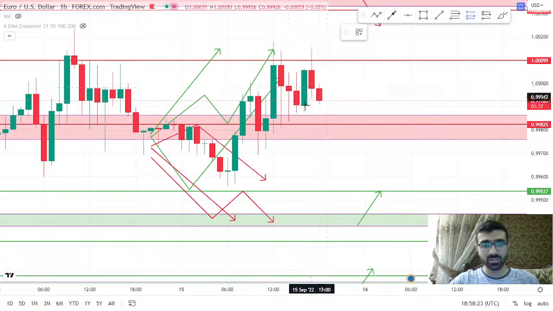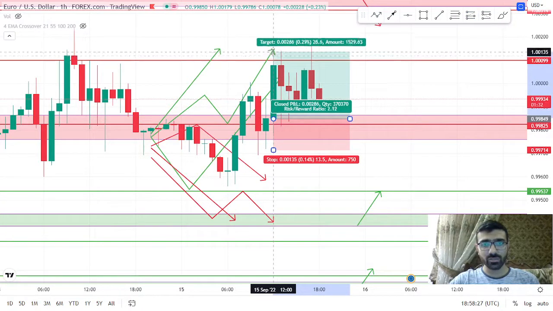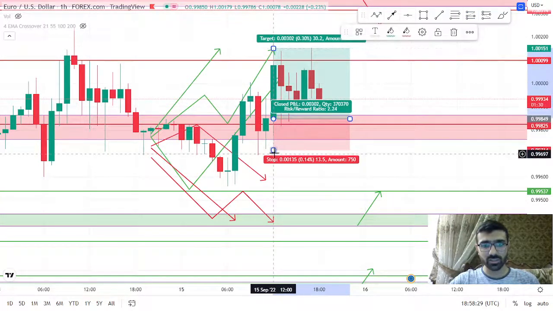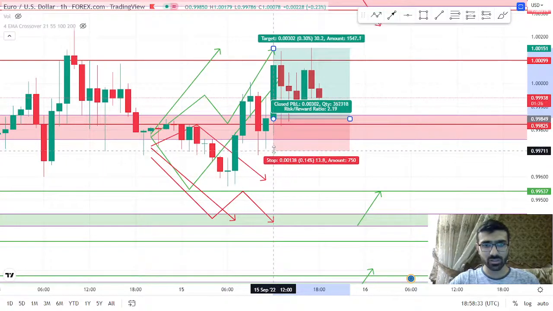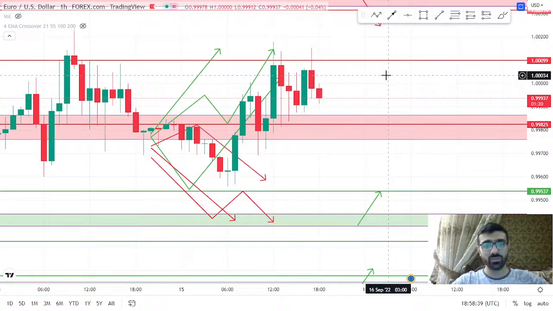Okay, so let me take this last setup. So our take profit would be approximately till here, and our stop loss would be just below this area. So this was an easy 2.3% profit in this safe buying setup.